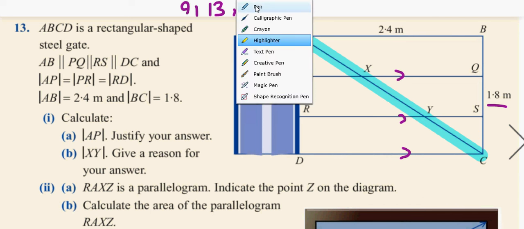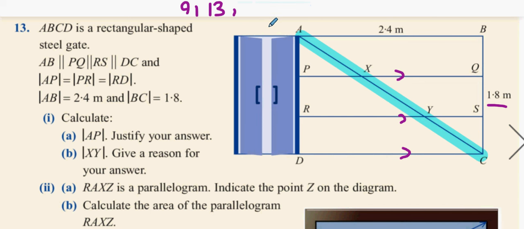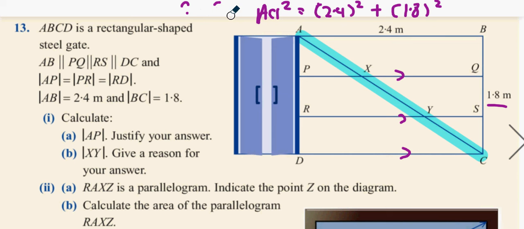Okay? So, did anybody get AC squared equals 2.4 squared plus 1.8 squared? And what do you get when you put that in the calculator? 9. Just 9 on the money. So 9 equals AC squared, and AC equals 3. And if AC equals 3, XY is 1/3 of AC, so XY will equal 1. Anybody else do it that way? No.